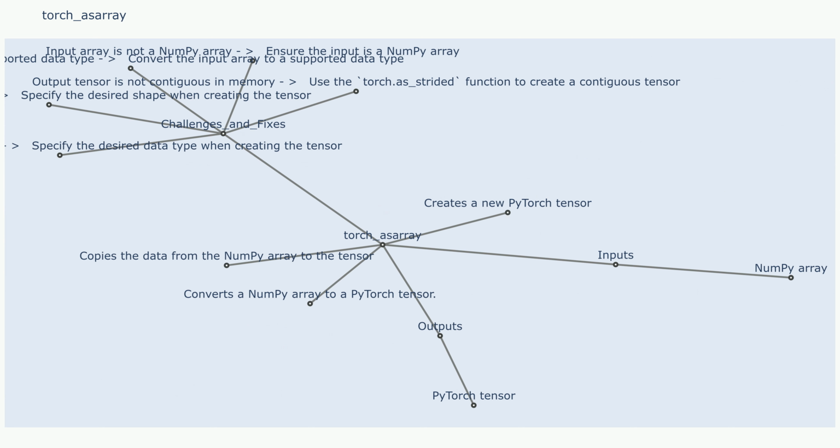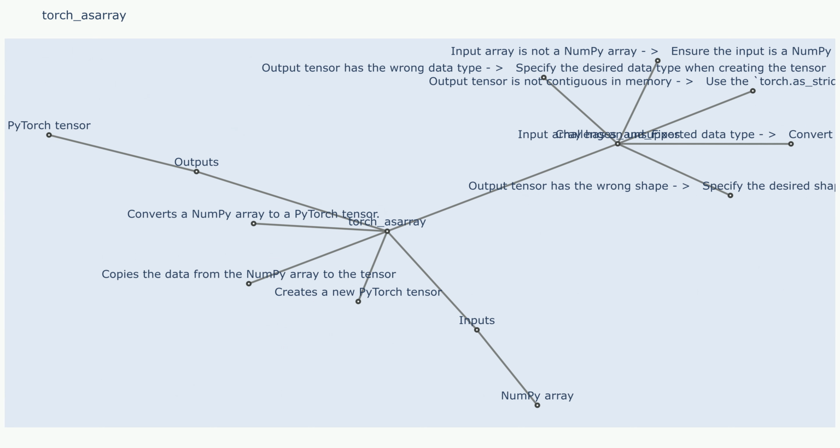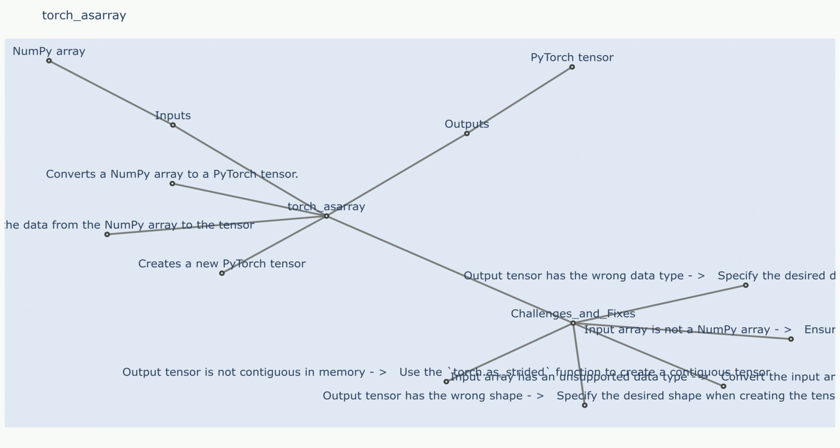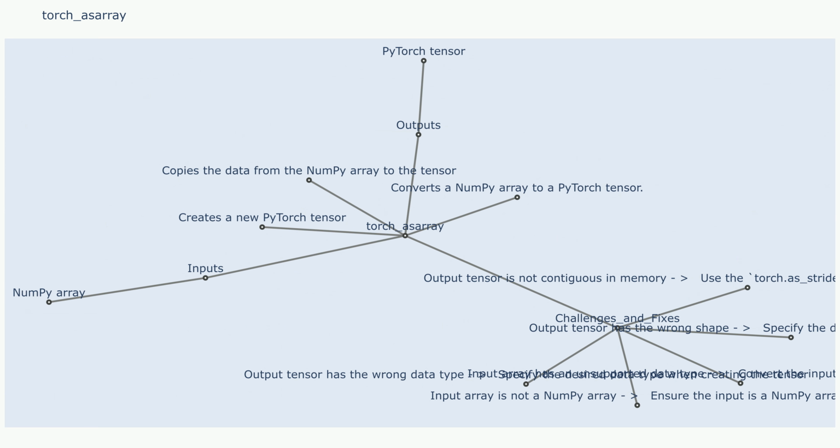Challenge 2, complex numbers. PyTorch does not directly support complex numbers. If the input array or list contains complex numbers, the function might return a tensor with only the real part of the complex numbers. Sample use case that resulted in challenge 2, torch.asarray([1+2j, 3+4j]). Fixes to challenge 2, use torch.complex to create a complex tensor from the real and imaginary parts of the complex numbers.